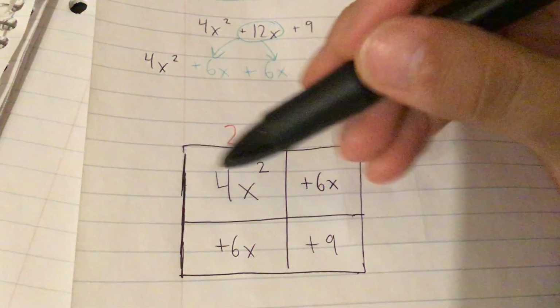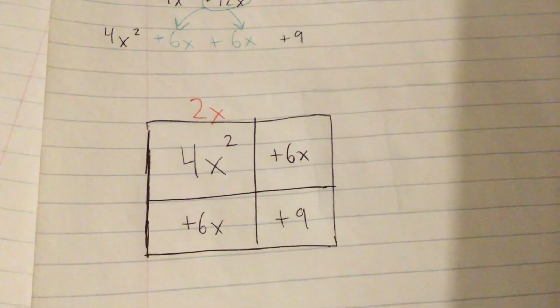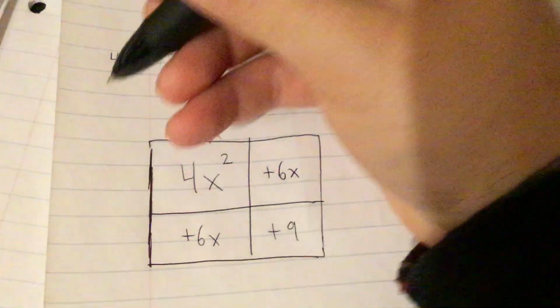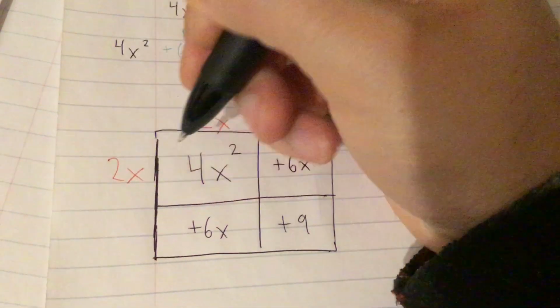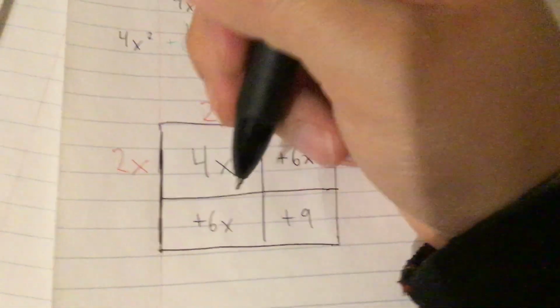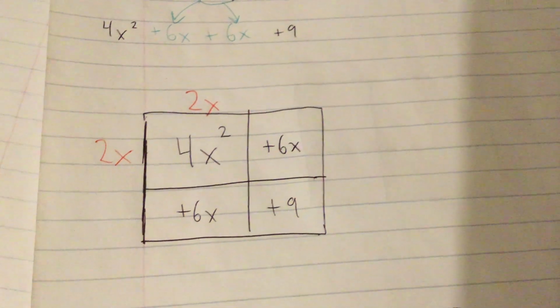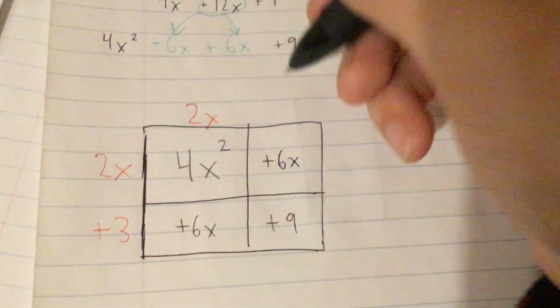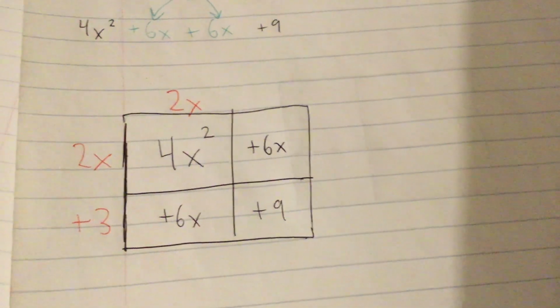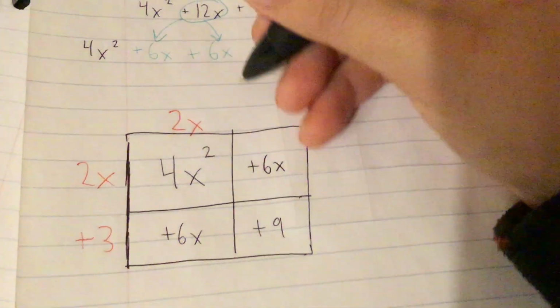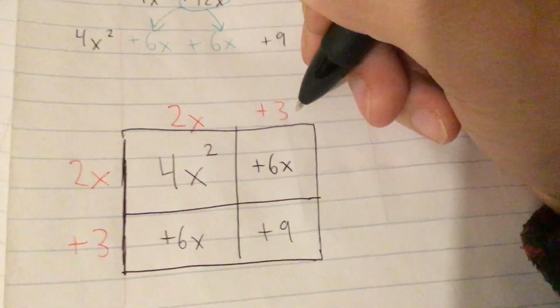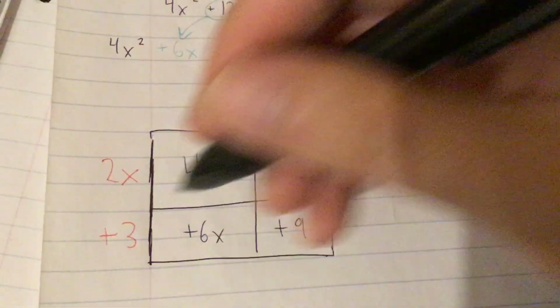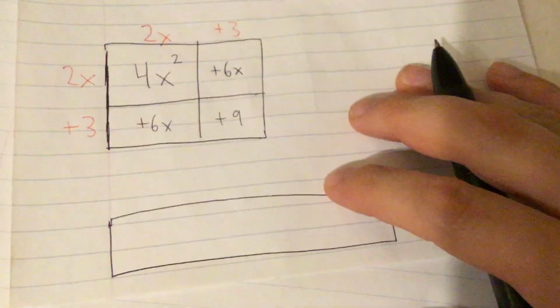Now, 2x times what is 4x squared? 2x. 2x times what is positive 6x? Positive 3. 2x times what is positive 6x? Yet again, positive 3. Check your work. Positive 3 times positive 3 is positive 9.